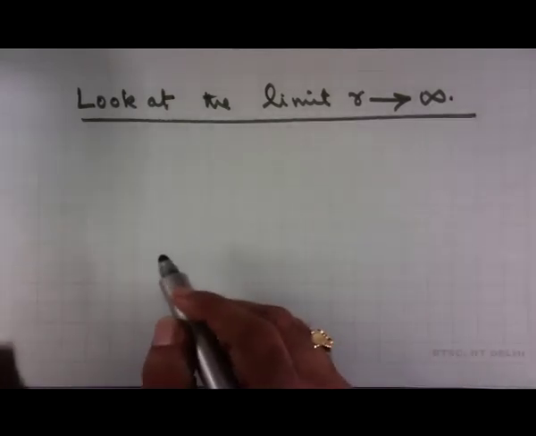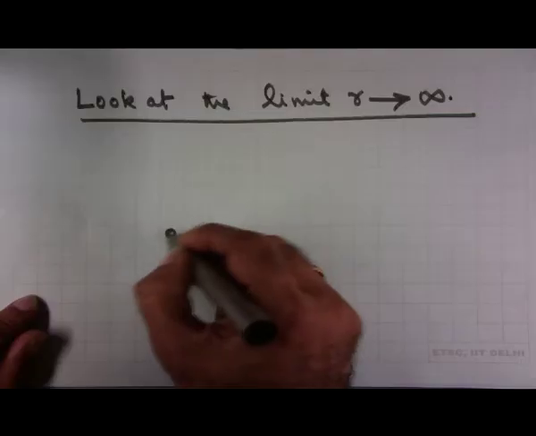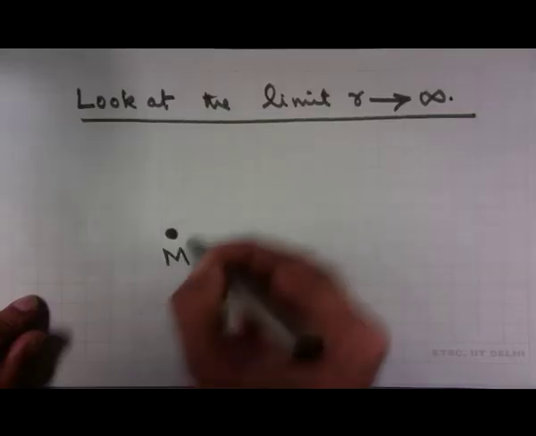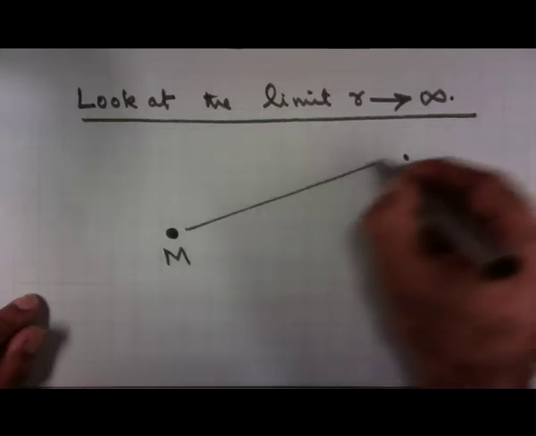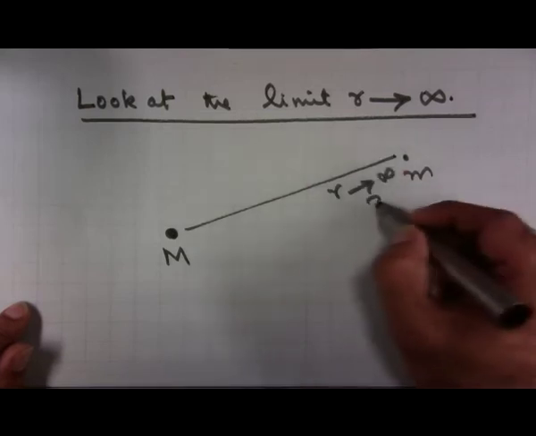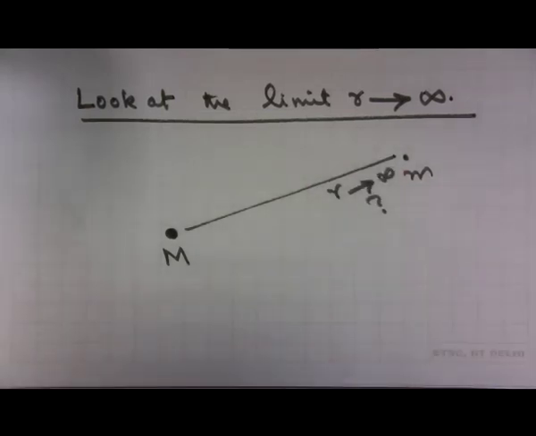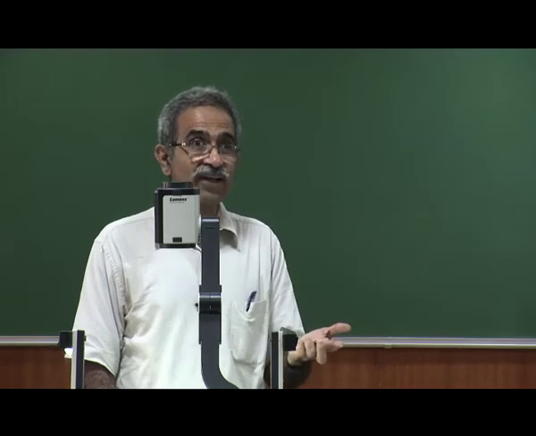So, we are asking what would happen to the potential energy of the particle. This is the small mass, this is the big mass, and this is the distance between them. I am asking what will happen to the potential energy as r goes to infinity. Now, the expression for the force tells me that the force goes to 0. It is the inverse square law.